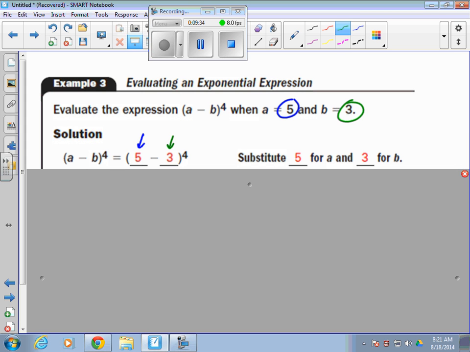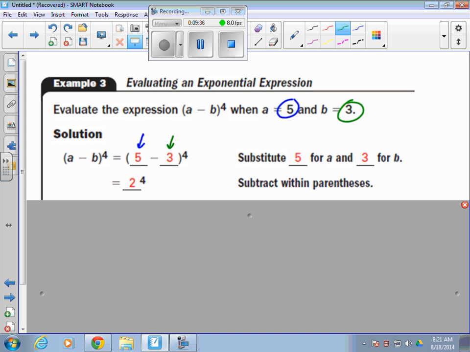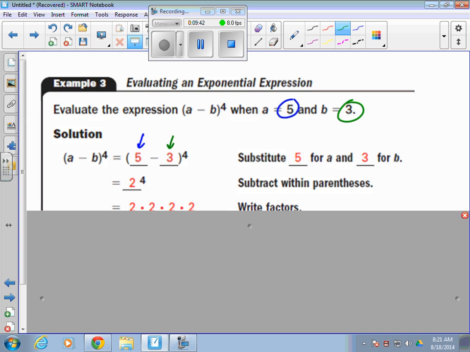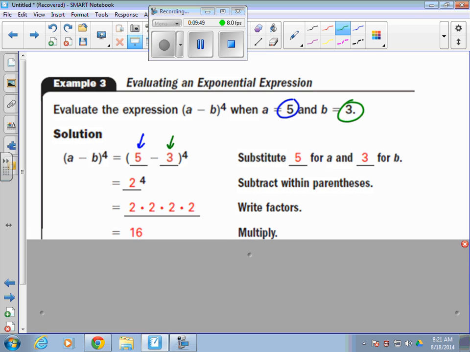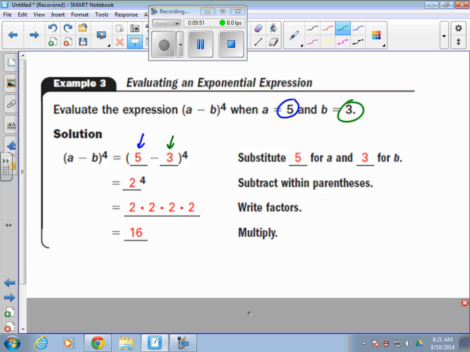So once you do that, do what's inside parentheses first. 5 minus 3 is 2. So now you're left with 2 to the fourth power, which means 2 times itself 4 times, writing out the factors. 1, 2, 3, 4 times. And when you multiply 2 times 2 times 2 times 2, we figured this out earlier, we get the number 16.